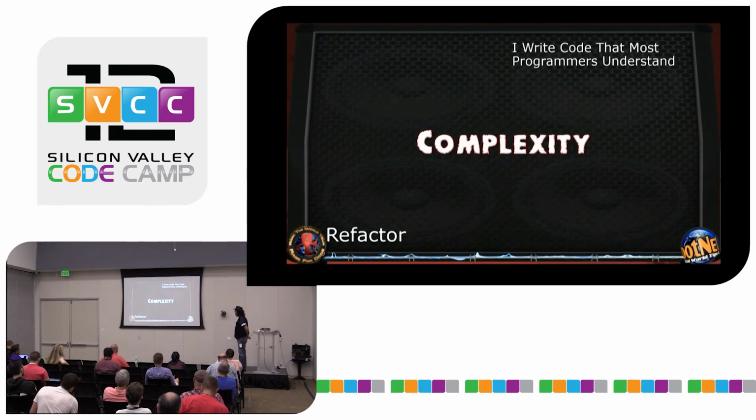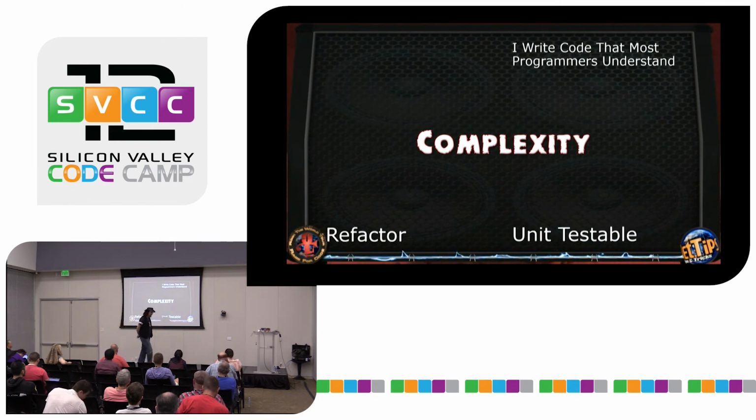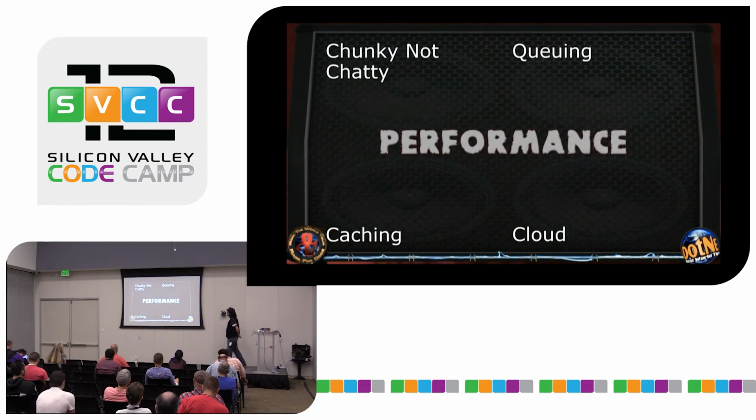So refactor, talked about that already. And unit testable. If you can't unit test your code, go back to the drawing board, okay? Every bit of code should be unit testable, okay, in your DLLs, okay? Every bit of code. If it isn't, refactor, okay?